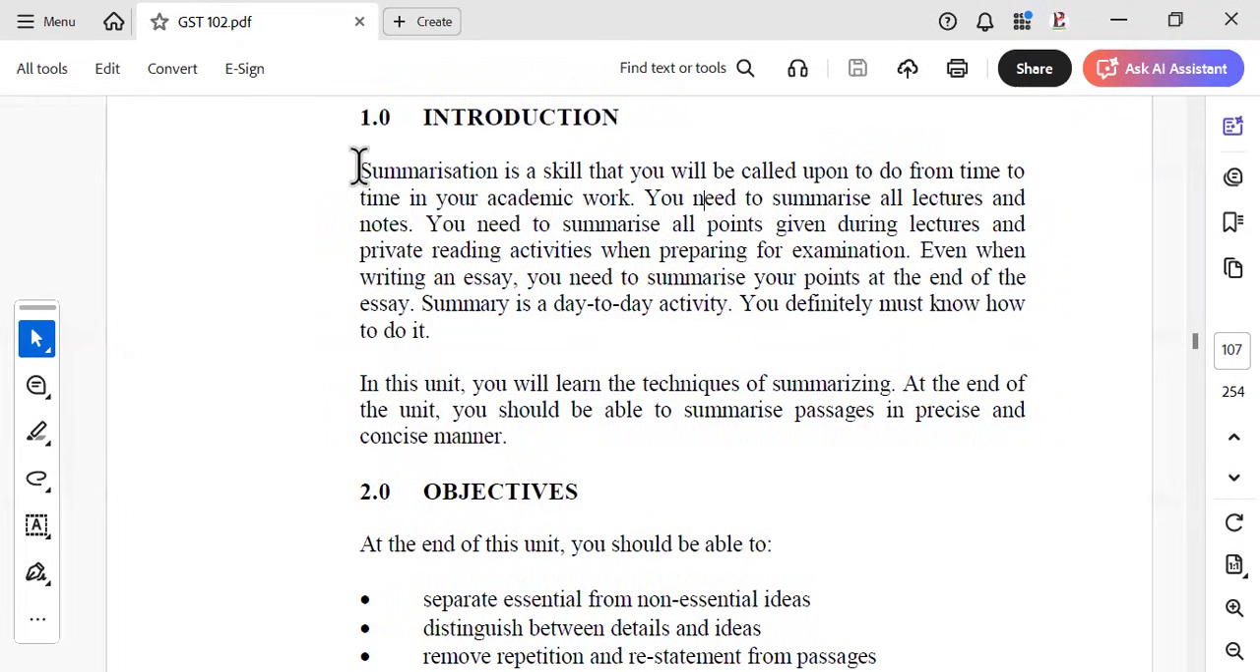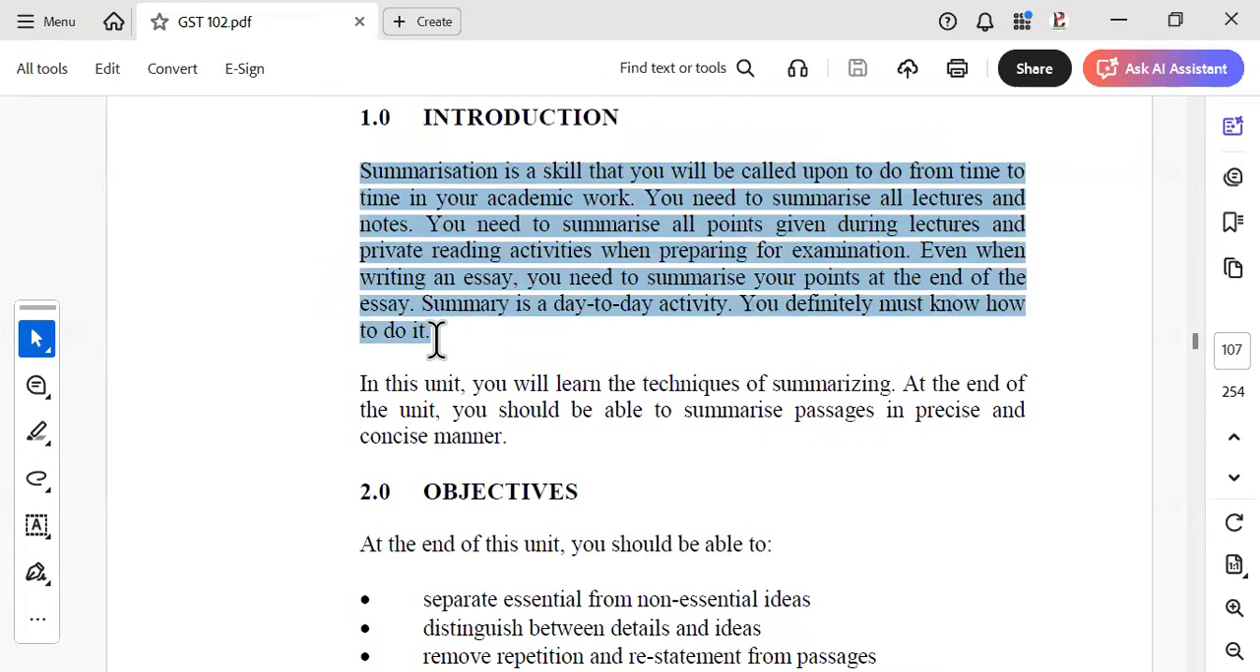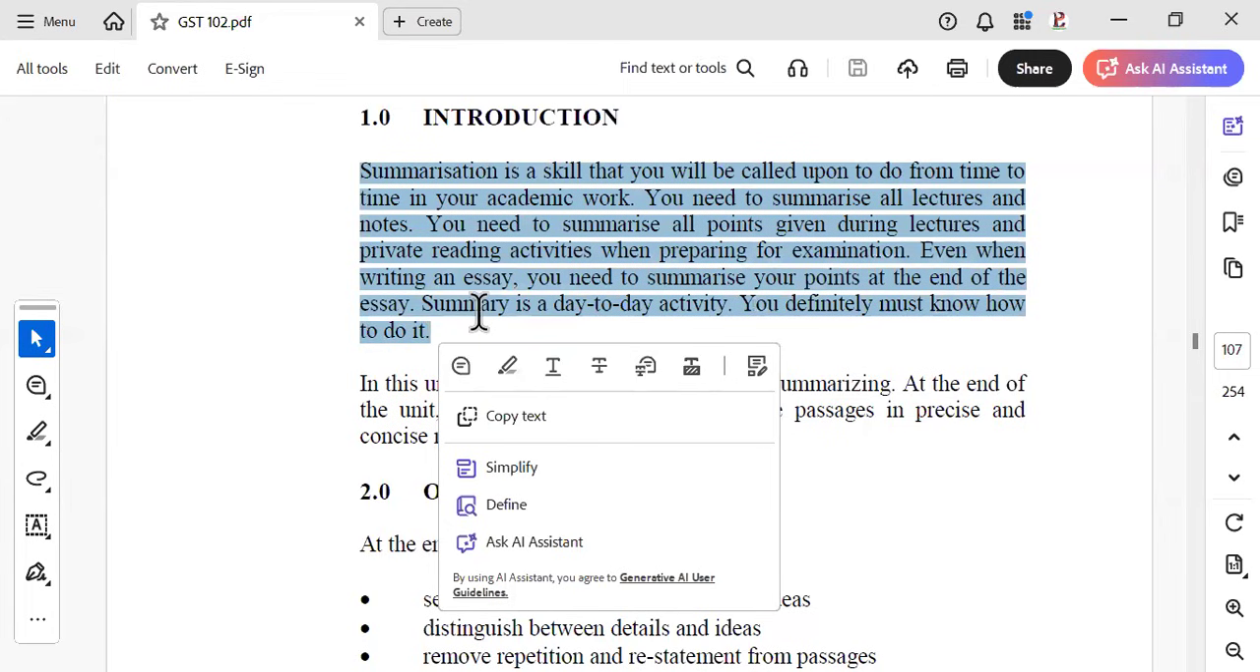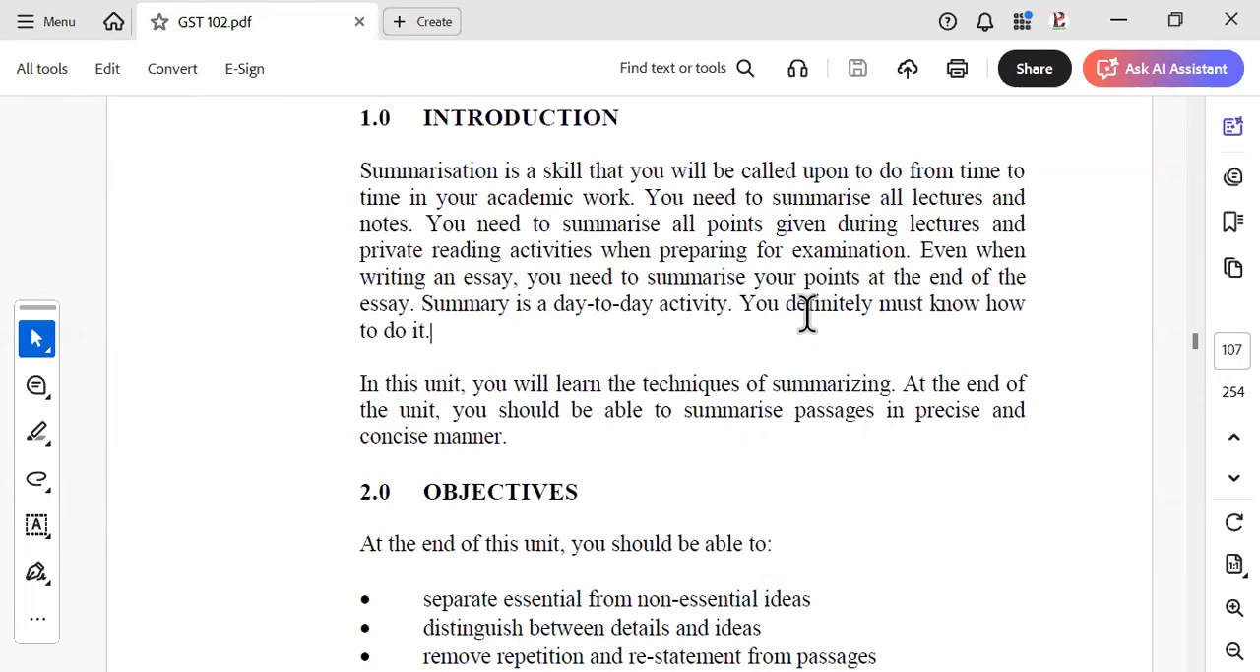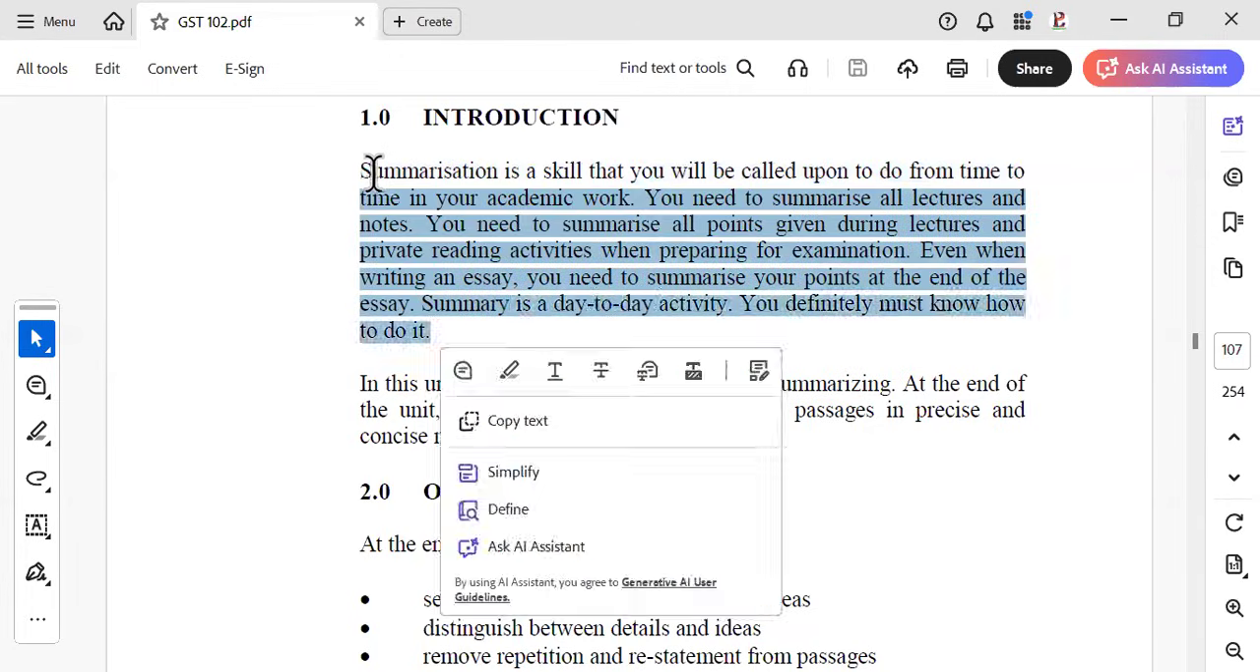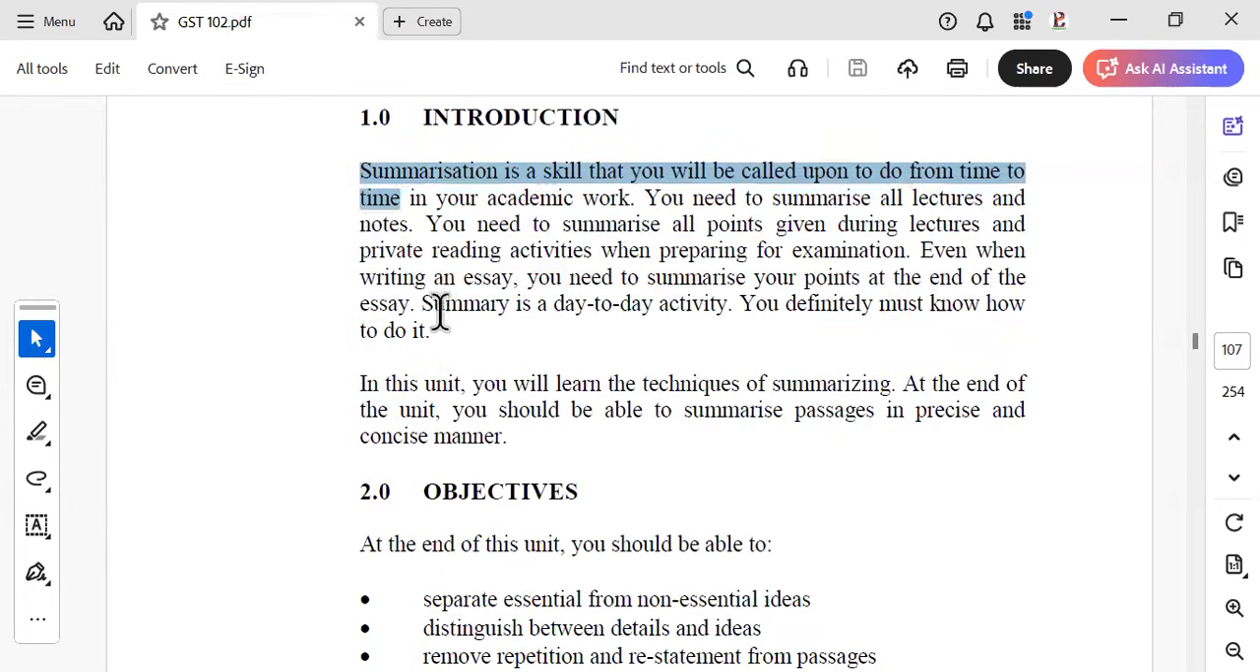So, the essence of the summary of this whole introduction to this point is just to tell us that summary is a day-to-day activity. So, it is important for you to learn it. You can see all the story, all the explanation, the additional information that they used. But the main thing they are trying to say here is that summary is a day-to-day activity, and it is important for you to learn it or to know how to do it. That is a way to summarize.